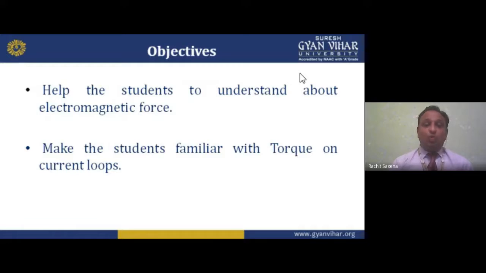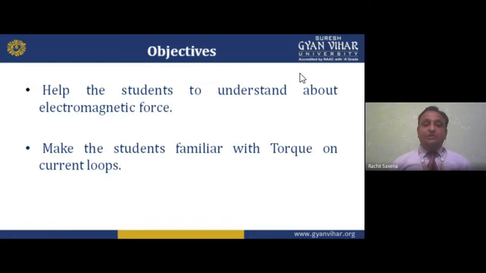In this lecture I want to tell you about the force. Which kind of force? Electromagnetic force, meaning the interaction of electrical and magnetic fields. Due to that interaction, we are getting the force. I will tell you about it basically, and you will understand. So how can we create electromagnetic force? That is the first thing.